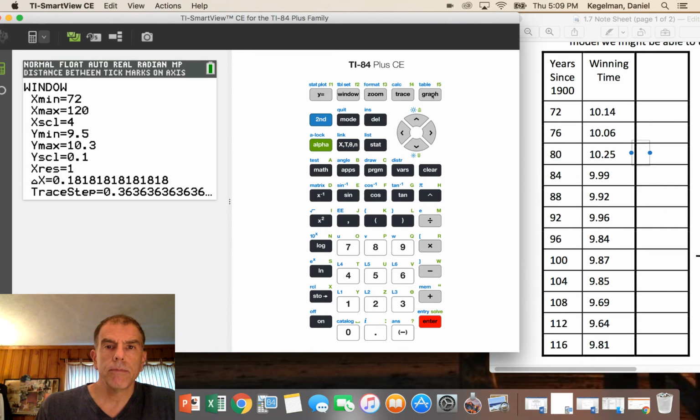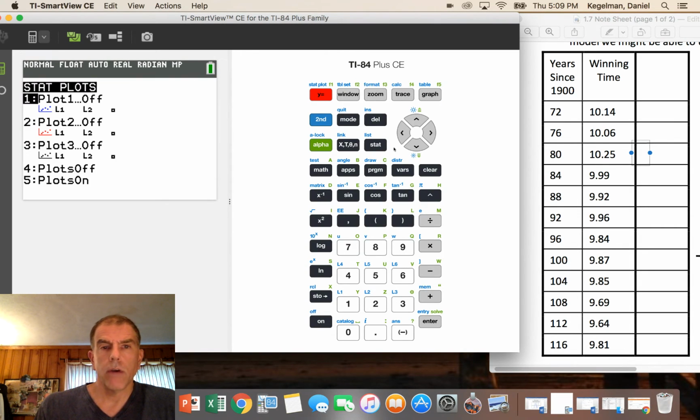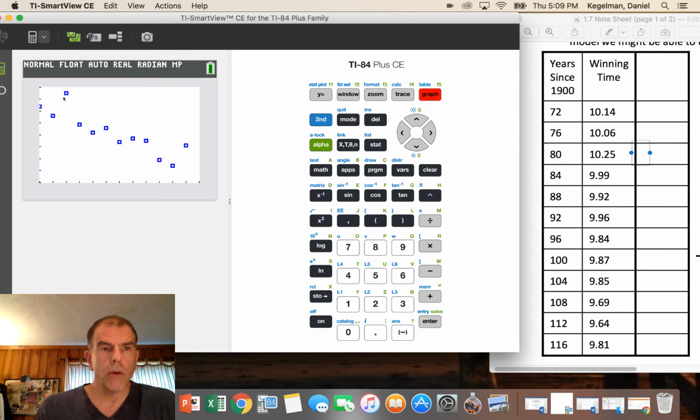Now when we hit graph, we're not seeing our scatter plot. You know why? Because when I showed you how to turn it off, I never turned it back on. So I'm going to show you the hard way to turn it back on: come all the way back in here and hit enter on the On. And now when I hit graph, it'll be there. There's all my data points, with the times generally trending downward over the years.